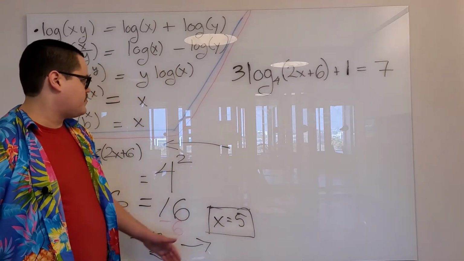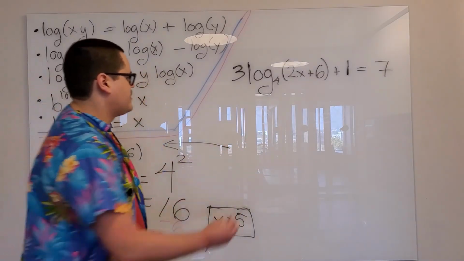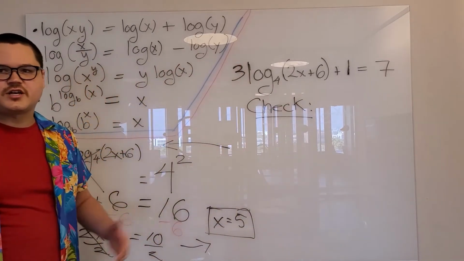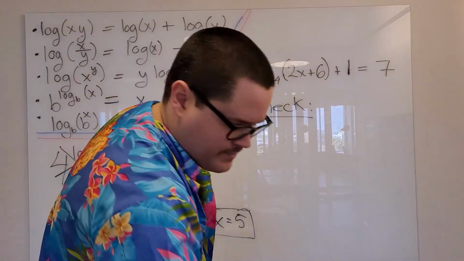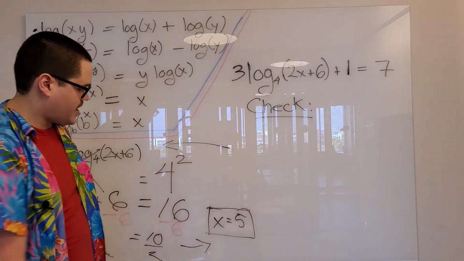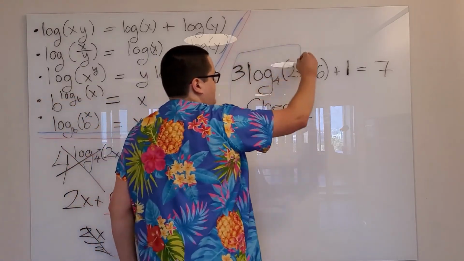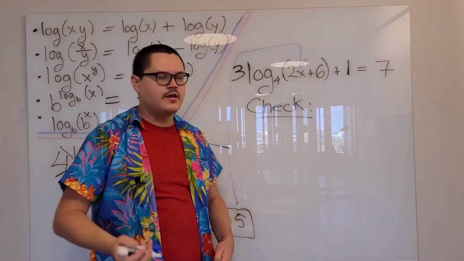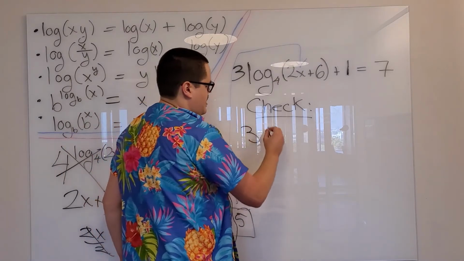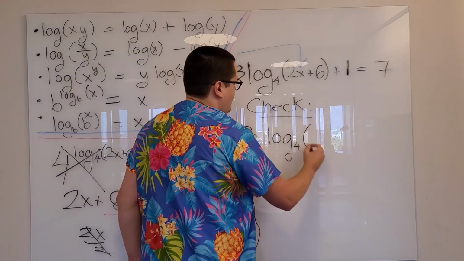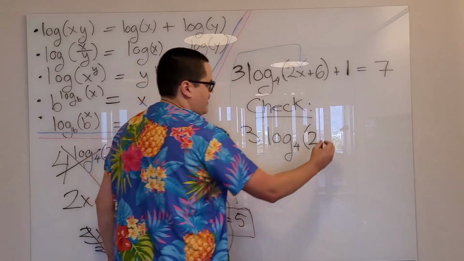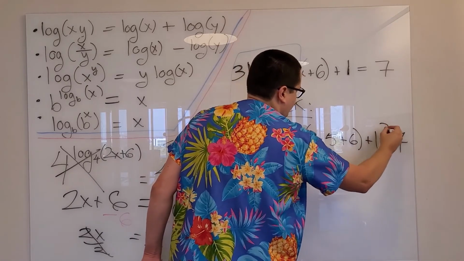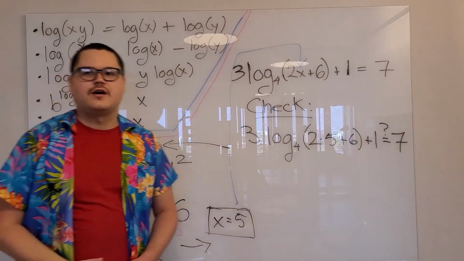Okay, so you might be asking me, well, that's all well and good, but then how do I check my answer? Well, I'll show you. You always check your answer by plugging back in. So I want to plug this x back in to the original equation. I want to see, is this equation satisfied? Well, let's do it. 3 times log base 4 of (2 times 5 plus 6) plus 1 equals 7. Is that true? I don't know. I'll put a little question mark.